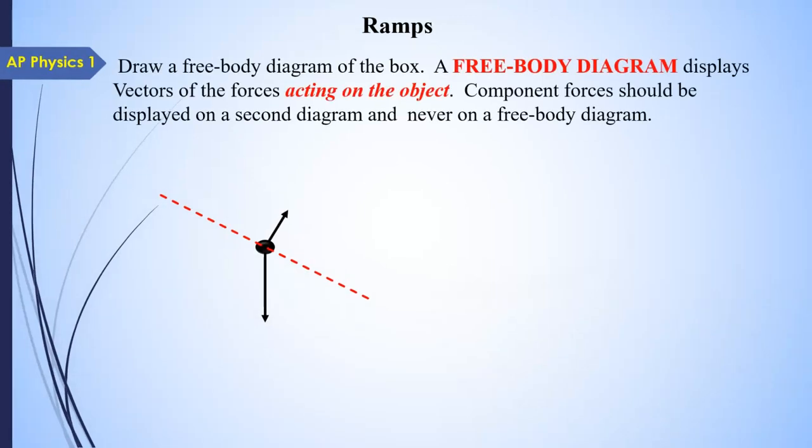Alright, so draw a free body diagram of the box. A free body diagram displays vectors of the forces acting on the object, not forces acting by the object on other objects, but the forces acting on the object. Component forces should be displayed on a second diagram and never on a free body diagram.